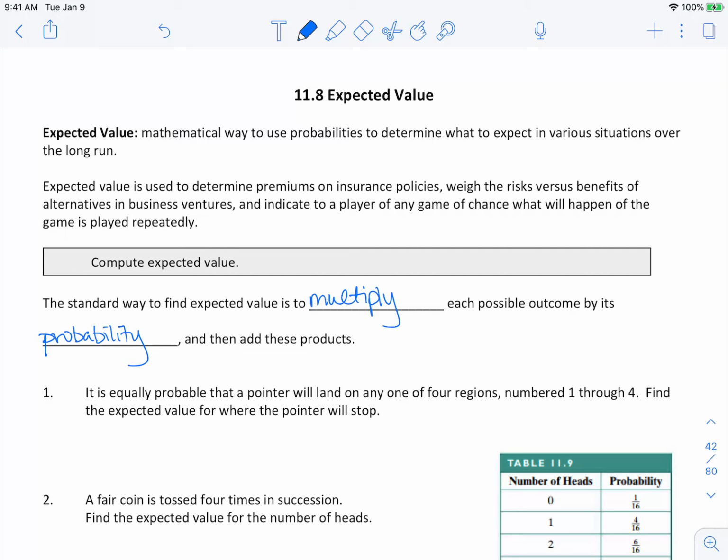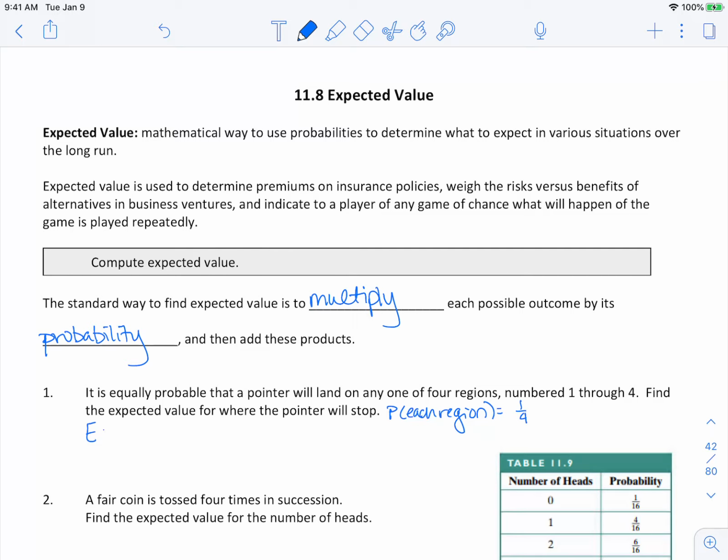It is equally probable that a pointer will land on any one of four regions, numbered 1 through 4. Find the expected value where the pointer will stop. So the probability of each region is going to be 1/4 because it is equally probable.